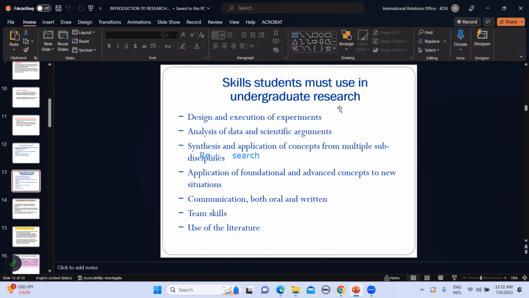Students, skills must be used in undergraduate research. Design, and actually, I don't know whether ICT does experiments. For example, in Ratmalana, we have CST, BST, and BMT, and in some of those programs you have experimentation. You may also have experiments in ICT, but I am not the expert in ICT on what kind of experiments. It may be in the laboratory or somewhere. Then you get the data and analyze it for your scientific argument.